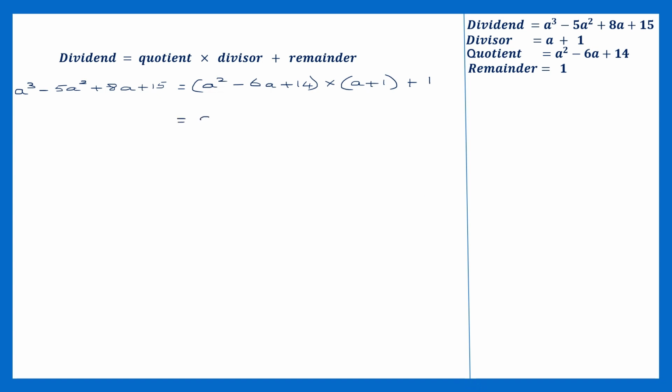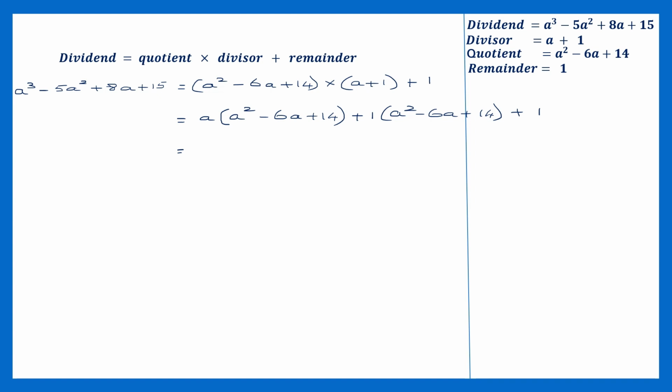So that will be a, I'm taking this, okay, so this into every term: the first term of this into every term of the other polynomial. So let's write the other polynomial, which is the quotient, a square minus 6a plus 14. Then let's take the other term, that is plus 1, into again every term of this quotient, that is a square minus 6a plus 14. And we add the remainder plus 1.